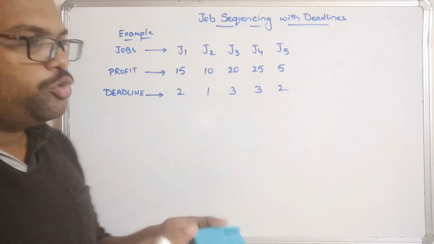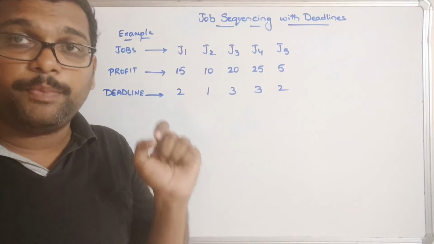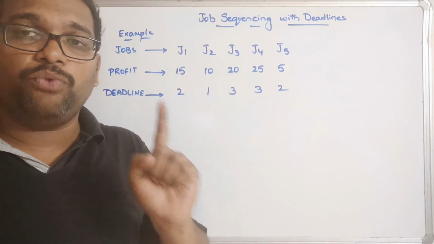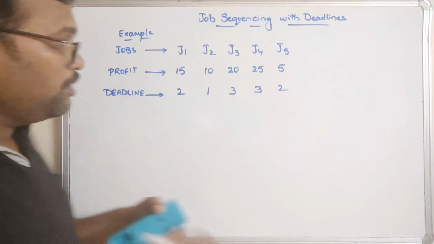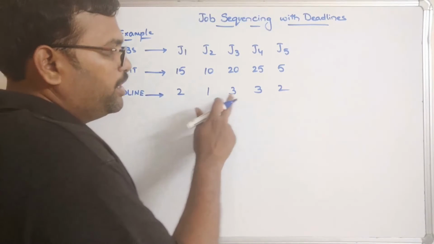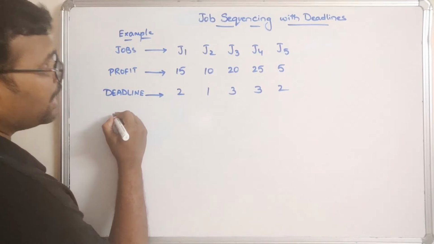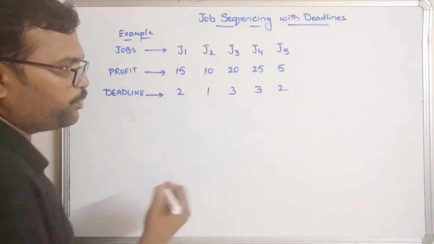So we have assumed that there is only one processor, no preemption, and the last point is every job will take 1 unit for its completion. So let us assume that the deadlines are 2 units, 1 unit, 3 units, 3 units and 2 units. Now what is the algorithm? What is the process we have to do?